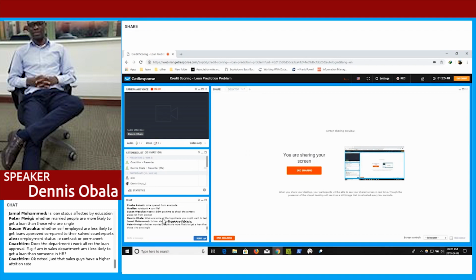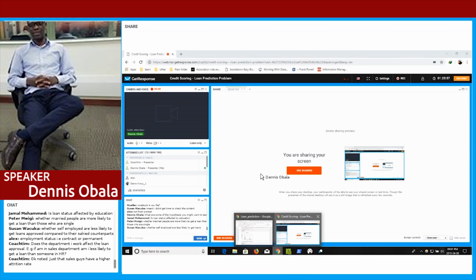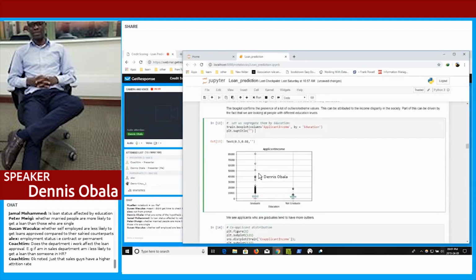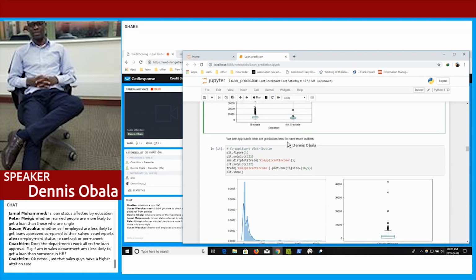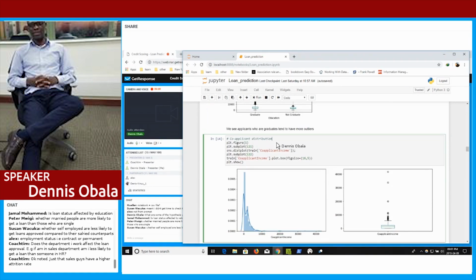I had seen somebody had given a reason for education level. Education level will be one of the main ones. Yes, Jamal had talked about education level. So as you can see here, education level will also be one of the main areas you'll be looking at. Here, you are more likely to get people that are graduate level having higher incomes compared to those that did not graduate.